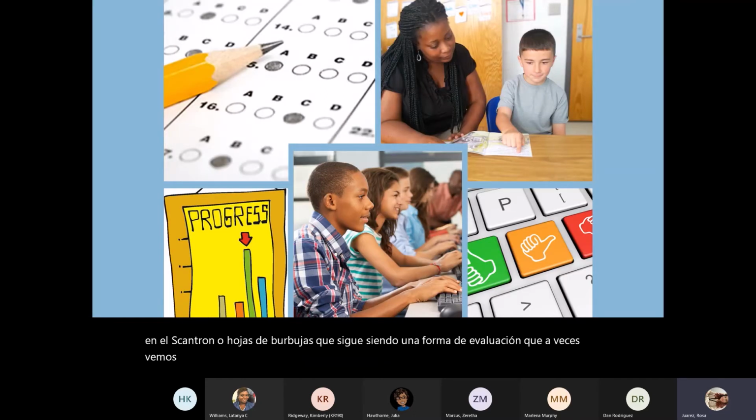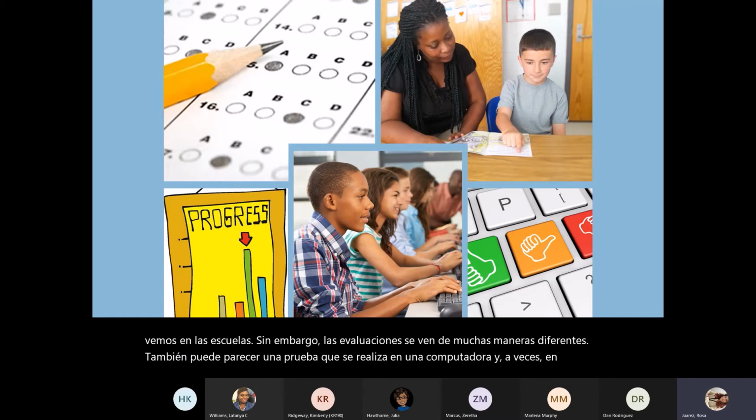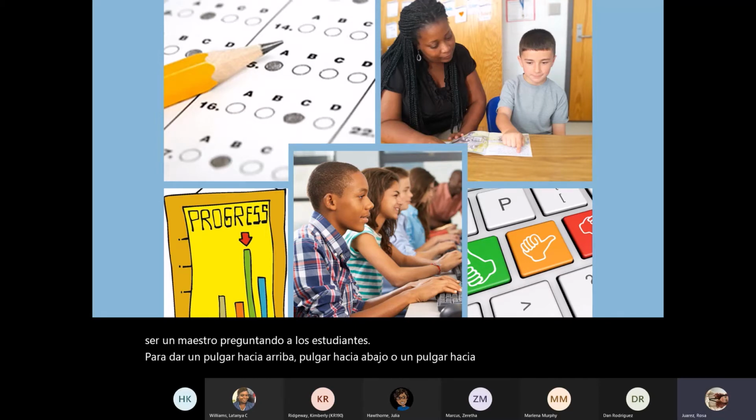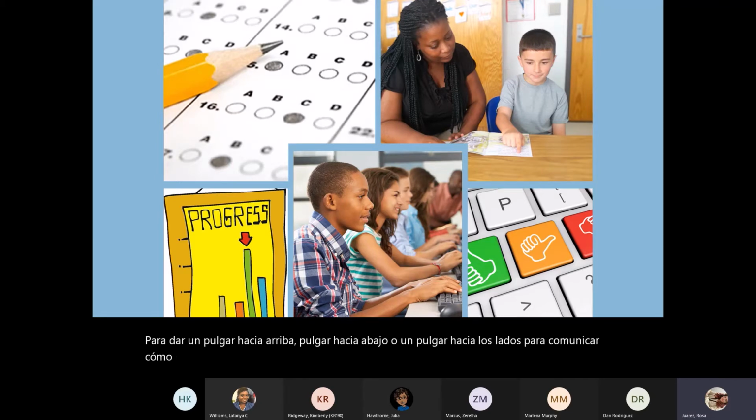However, assessments actually look a lot of different ways. It can also look like a test that's taken on a computer, and sometimes these computer tests adapt to students' responses. The assessment can also look like a teacher sitting with a student and listening to them read. Assessment can be a teacher asking students to give a thumbs up, thumbs down, or a sideways thumb to communicate how well they understand the concept that's being taught. Assessment can be walking around in a classroom and taking notes on students as they practice independently.